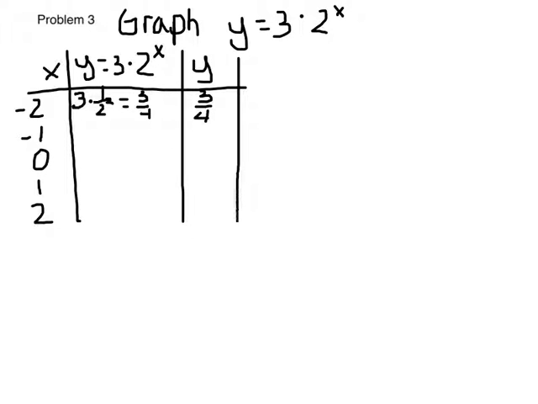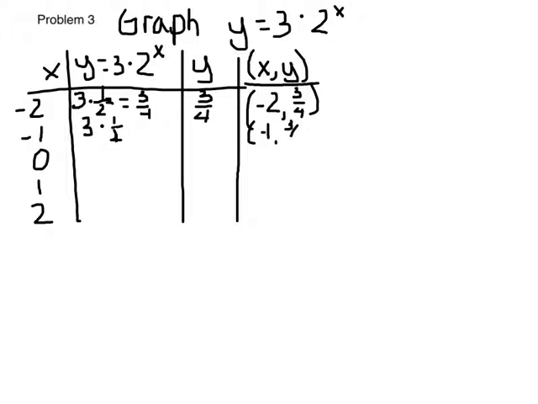And I'm missing a column, aren't I? Here's our coordinate column, the column that tells us what to graph. So the point we would look for here is -2 and then 3/4. If we plugged in -1, we'd have 3 times 1 over 2 to the positive 1 power. So that's going to be 3/2, and we'd end up with -1, 3/2. We know anything to the 0 power is 1, and so on.